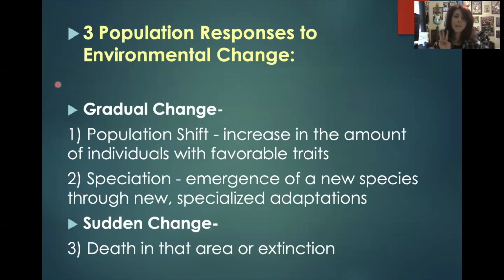We have three population responses to environmental change. They're nested within two higher levels. We have gradual change and we have sudden change. Under gradual change, we can talk about population shifts, which is an increase in the amount of individuals with favorable traits. And as we have in recent lectures, talk about speciation, the emergence of a new species through new specialized adaptations. And finally, we can chalk it up to sudden change with death in an area or an entire extinction event if those populations were not able to adapt rapidly enough.